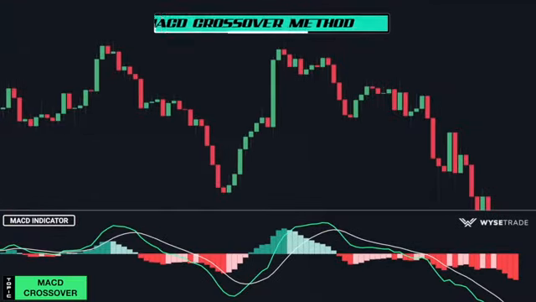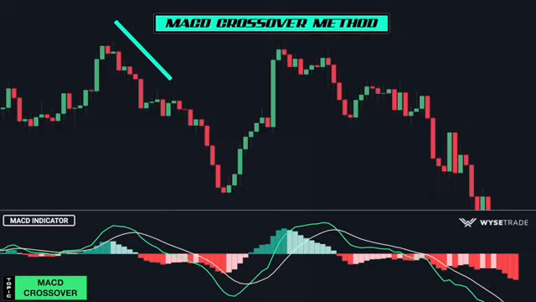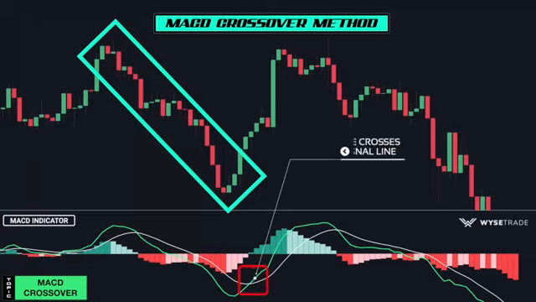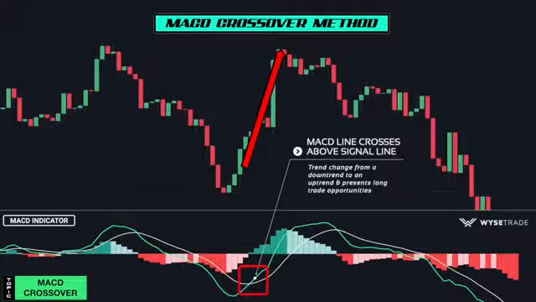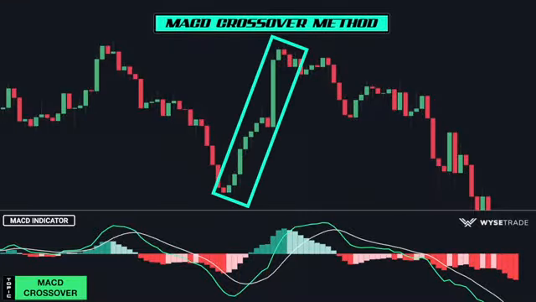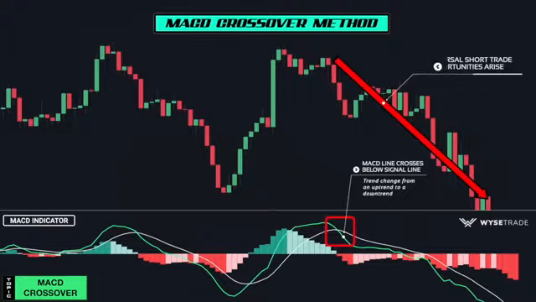Now, the first way to use the MACD is through the crossover method. So price is trending downwards. Then once the MACD line crosses above the signal line, it signals a possible trend change from a downtrend to an uptrend, meaning possible long trade opportunities present themselves. Going in the opposite direction, when price is trending upwards and the MACD line crosses below the signal line, it signals a possible trend change from an uptrend to a downtrend, meaning possible short trade opportunities present themselves.